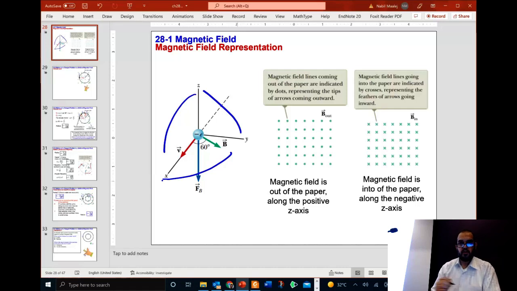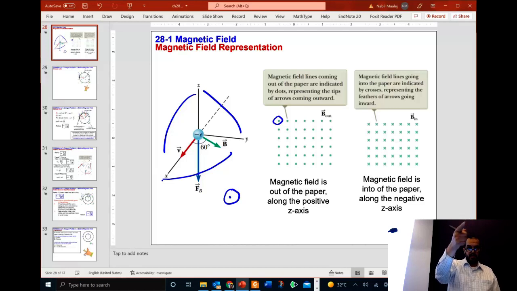All right. The other way we represent the magnetic field vector is by a dot. If the magnetic field vector is pointing out of the page, we represent it with a dot. It's like an arrow coming at you. If you look at an arrow coming at you, you see the point, and it has a circle around it. In some books they draw a circle also, meaning the arrow is coming at you.